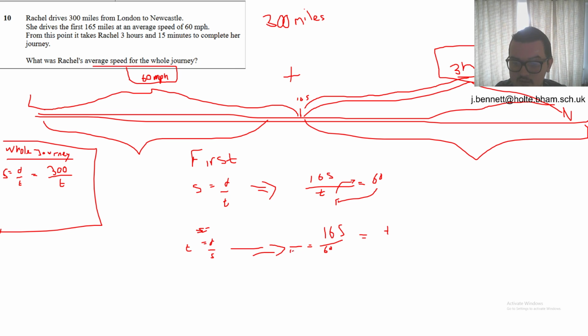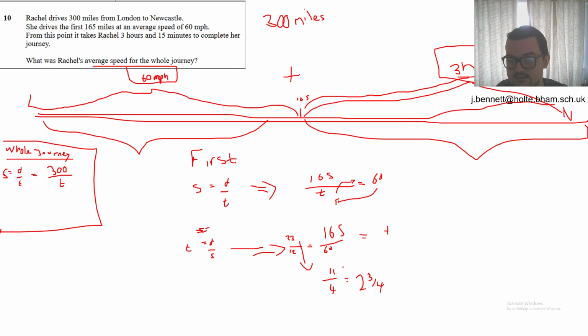So 60 divided by 5 is 12. 165 divided by 5 is 33. These can both be divided by 3. So we have 33 divided by 3 is 11, and 12 over 3 is 4. So we have 11/4, or 2 3/4.